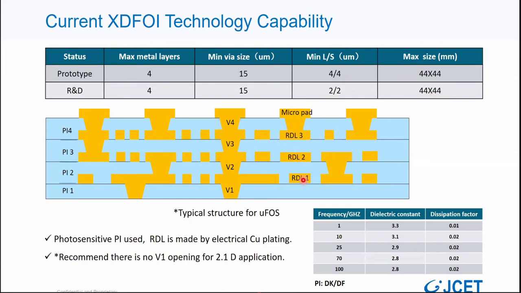So basically, what we are showing is that we are using photosensitive polyimide as the dielectric material. The RDL is made by selective electroplating. The recommendation is that there is no V1 opening for 2.1D application. Here we show some material properties at different frequencies. The dissipation factor Q value is quite consistent across the frequency, and that is the reason we chose photosensitive PI.